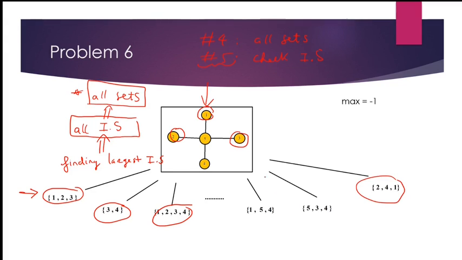For 1, 5, and 4, they are not an independent set because between 4 and 5 there is a common edge, and between 5 and 1 there's also a common edge.